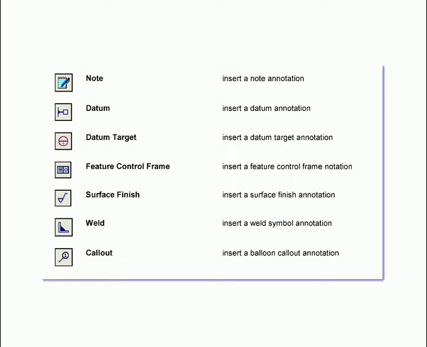This video will cover engineering symbols. These symbols are used by engineers and machinists to further specify critical areas of the design.